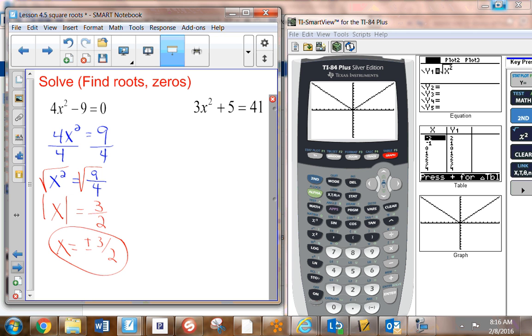About 3x squared plus 5 equals 41. Again, the goal, I'm trying to get that x by itself, that x squared, so you can take the square root. So what would you like to do first?